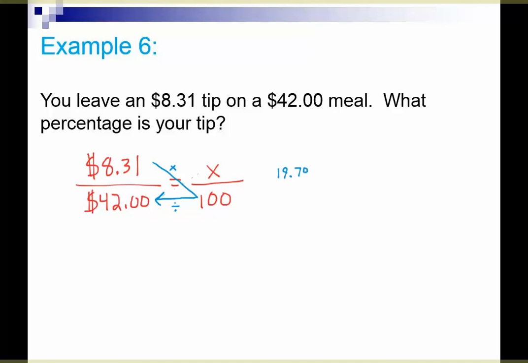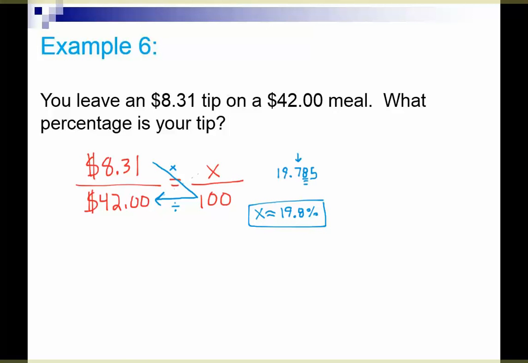19.785, something like that. I asked you to round to the nearest tenth of a percent. So this is the tenths place right here, and we're looking at the 8, and the 8 is going to cause the 7 to rise up 1. So answer x is approximately equal to 19.8%.